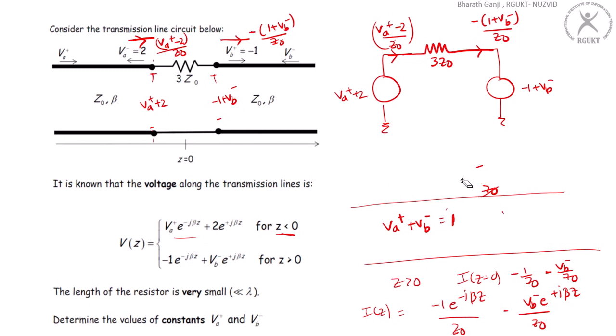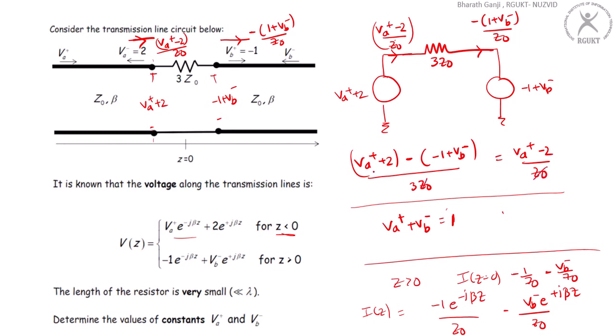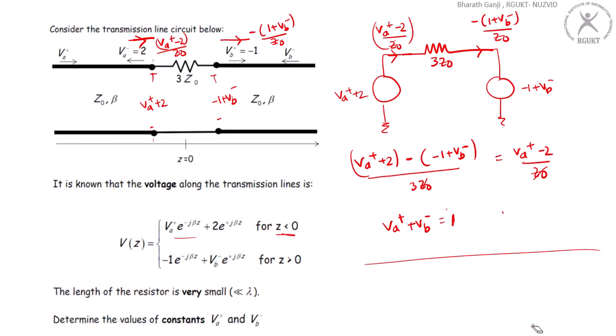The other equation is simple, because I see that there is some potential difference. If I assume this is my current, the potential difference is Va plus 2 minus, if I assume minus 1 plus Vb minus as your potential difference, divided by 3 times Z naught, should be equal to the current that is flowing in, that is Va plus minus 2 divided by Z naught. So if Z naught cancels out, let me write this equation here. Va plus Vb minus is equal to 1.